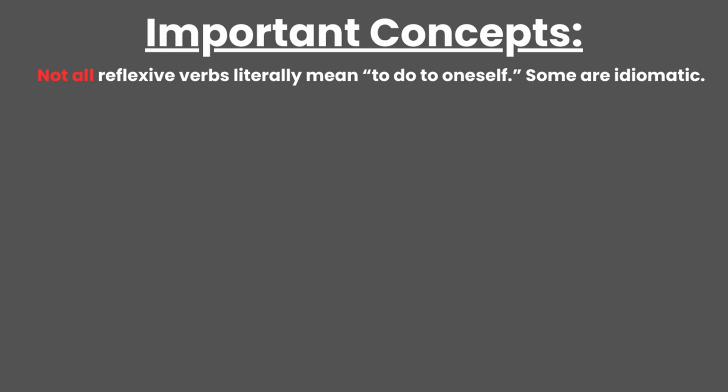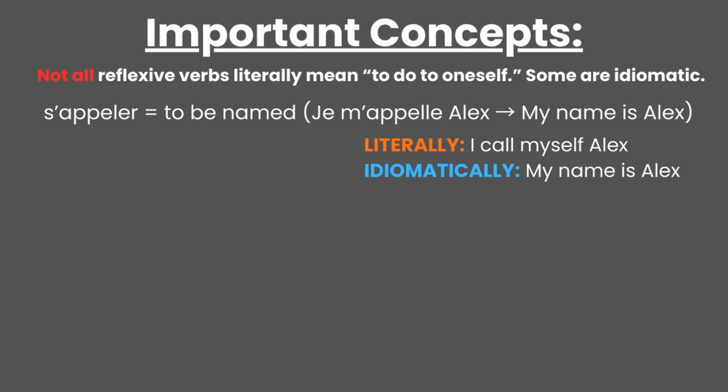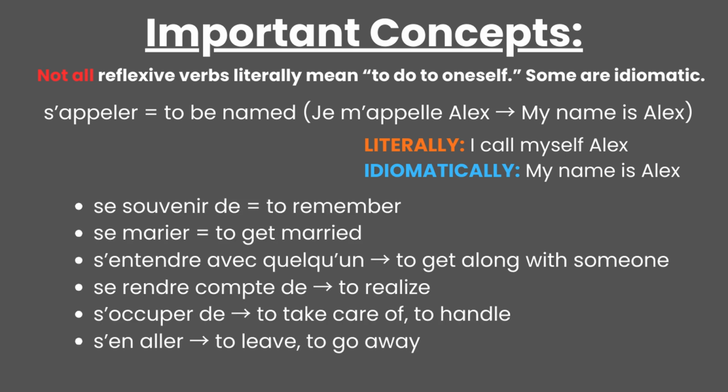Still, it's important to note that not all reflexives literally mean to do to oneself. Some can be idiomatic, like s'appeler, to be named. Je m'appelle Alex. Literally, the sentence means I call myself Alex, but idiomatically it becomes my name is Alex. Other idiomatic verbs can be se souvenir de, se marier, s'entendre avec quelqu'un, se rendre compte de, s'occuper de, s'en aller. These verbs are very common in spoken French, but they don't translate word for word.